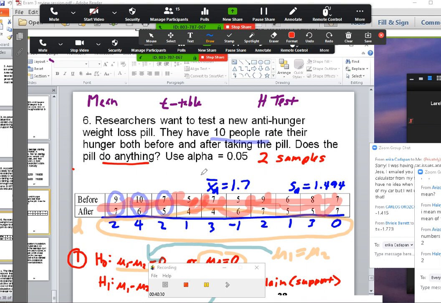In other words, if I take this pill, how much is the drop in my hunger? That's all I care about, how much my hunger has changed, not what it was before or after. All right, so you're going to put these numbers into a list in your calculator and do stat calc 1-var stats to get your x bar d and your sd. All right, go ahead and proceed.